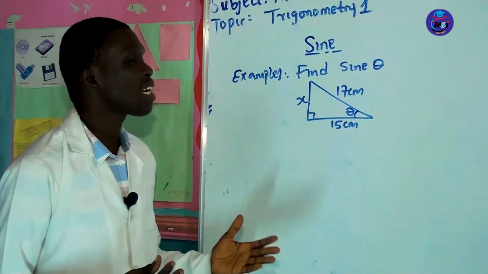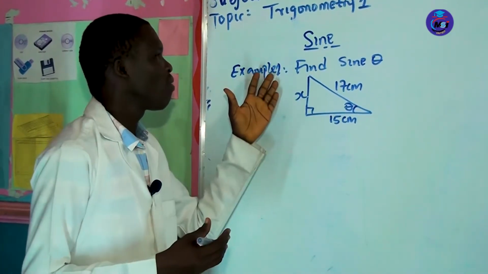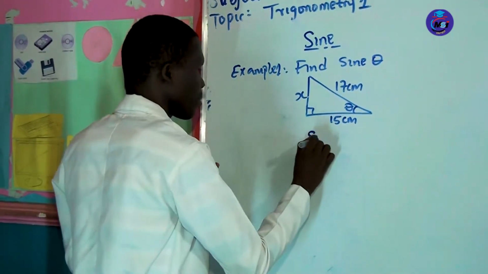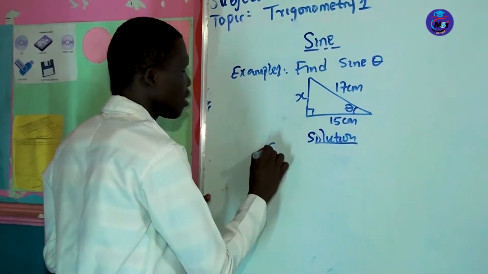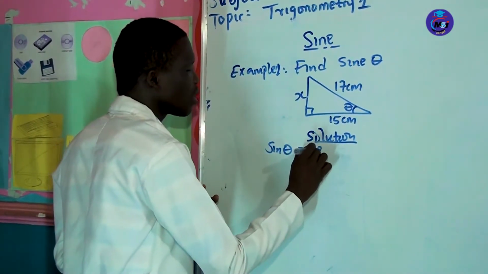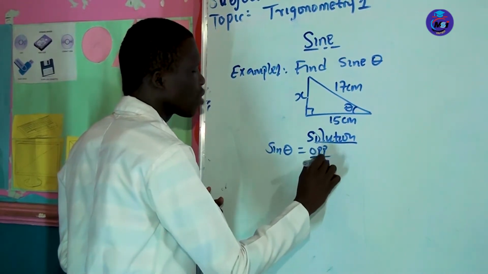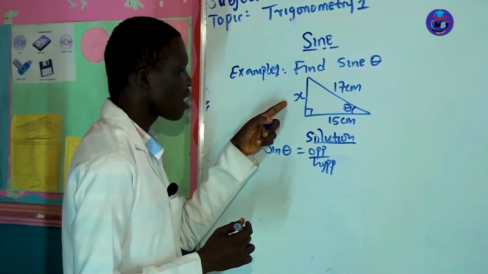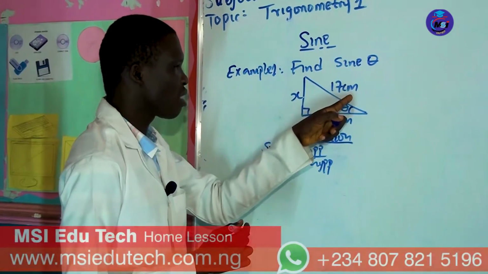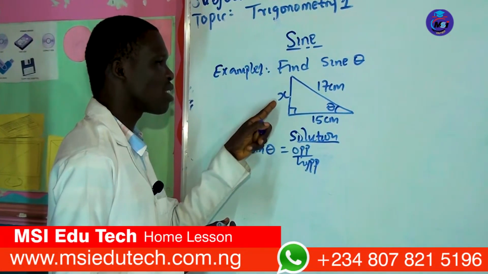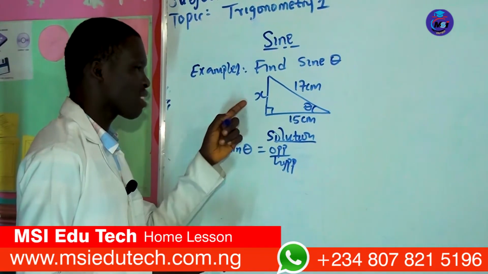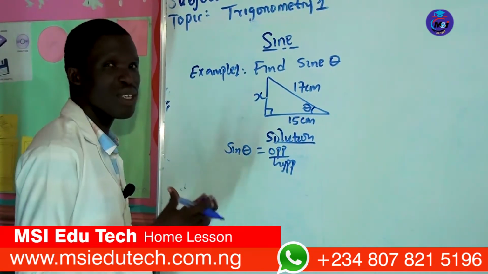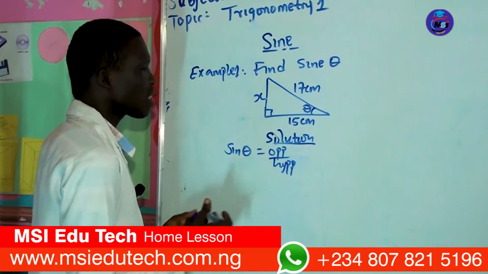Let's look at this example under sine. Find sine theta. What does that mean? It means you have sine theta to be opposite over hypotenuse. Okay? Now, if you look at this, this is opposite and this is hypotenuse. We don't know opposite. We need to find the value of x before we can find sine theta. So that was why I explained to you that Pythagoras Theorem is very important under this topic. So what are we going to do?